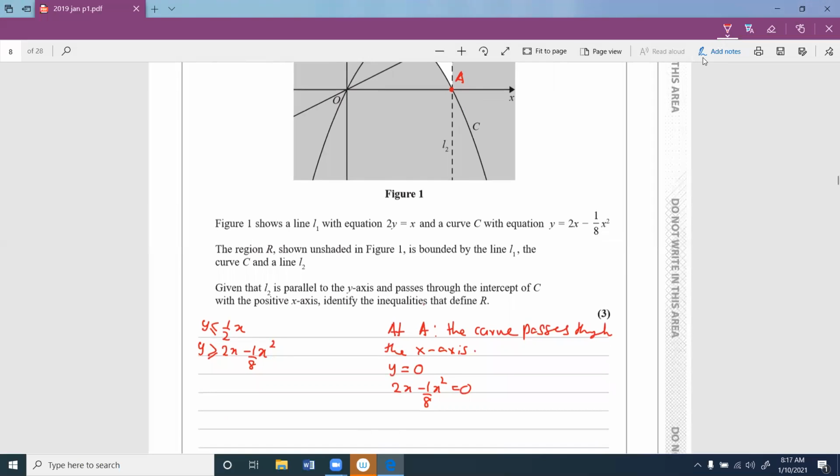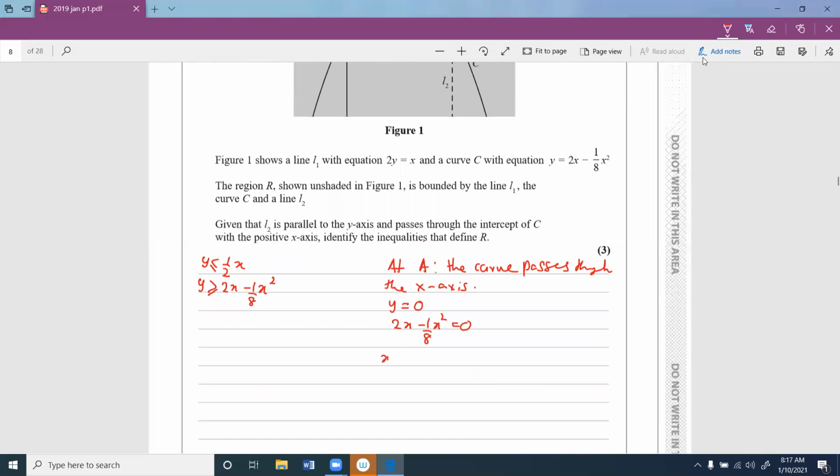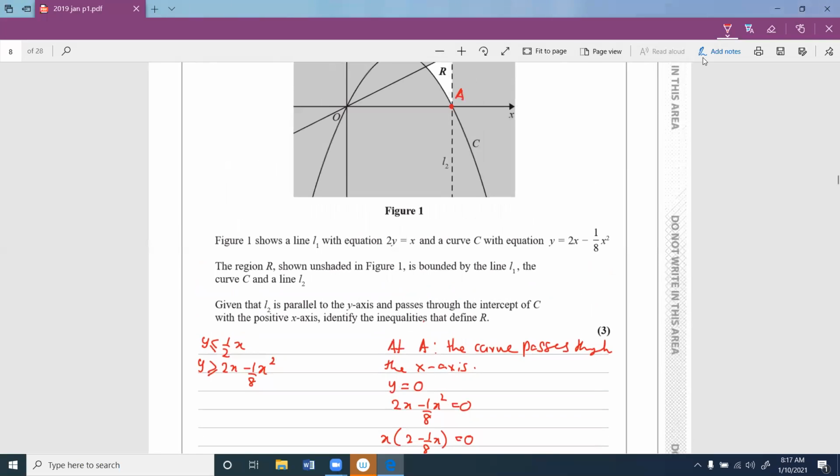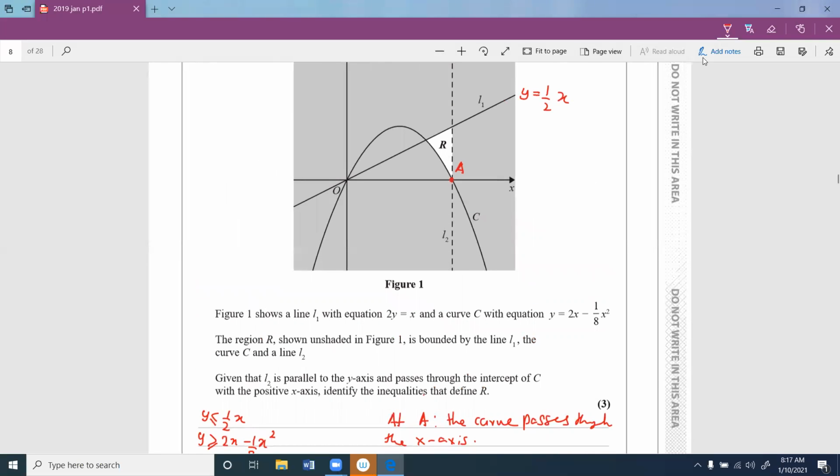Right. Then if I take x out, 2 minus 1 over 8x is equal to 0. So it turns out x equals 0 or 2 minus 1 over 8x equals 0, which means x equals 16. Now we know that here the x coordinate is how much?